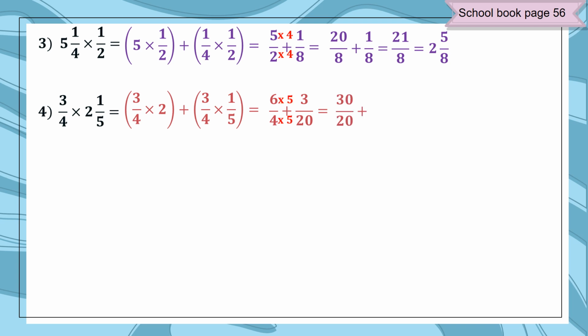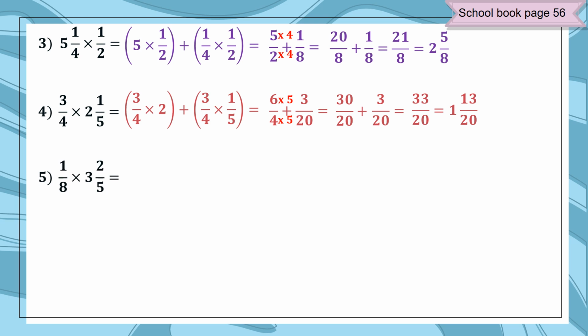So it will be 30 over 20 plus 3 over 20. So it will be 33 over 20. So we need to simplify this fraction. How many 20 are in 33? We have 1 and remainder 13. So it will be 1 and 13 over 20.